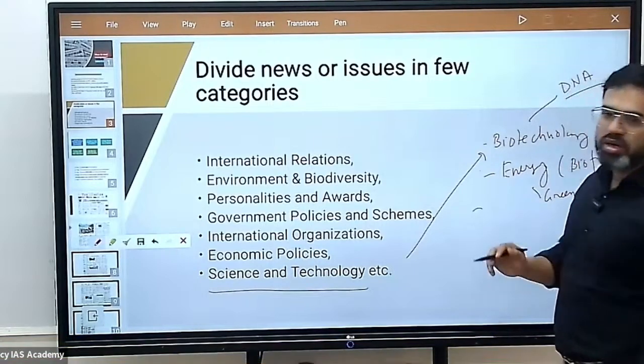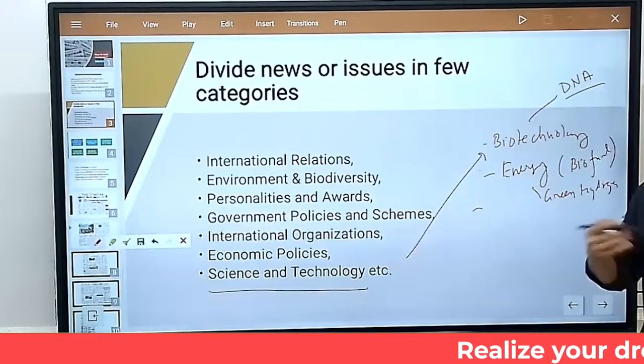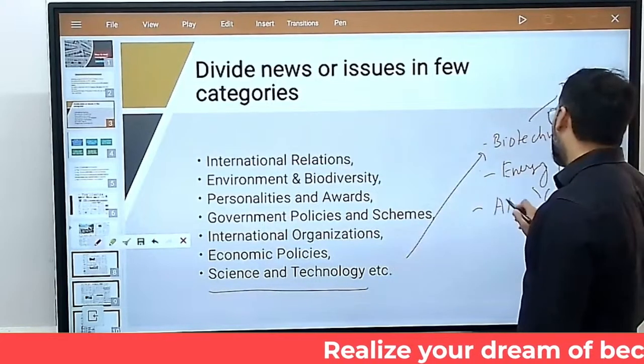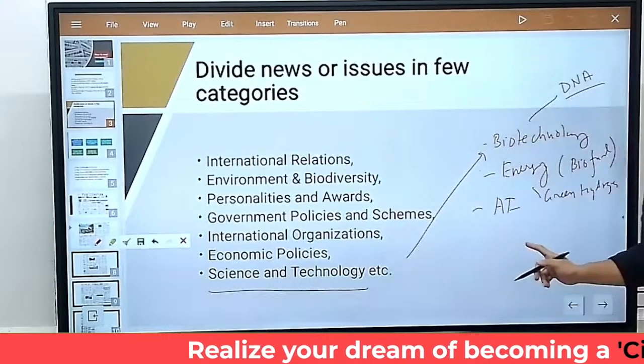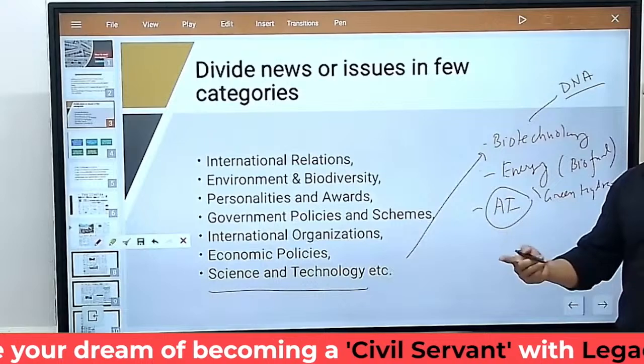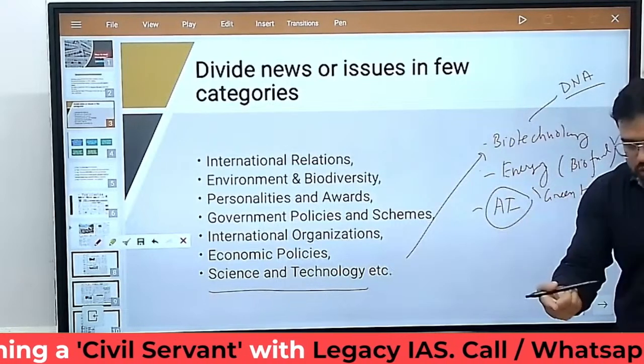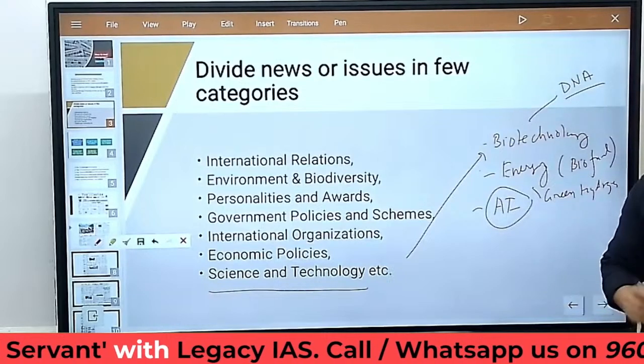Artificial intelligence is important for basically this mains exam, but that is also not that important that you have to read it from a science and tech point of view. You have to read artificial intelligence in social issues, environmental issues, for example, geopolitical issues, or for example, labor laws issues. From this point of view, right?